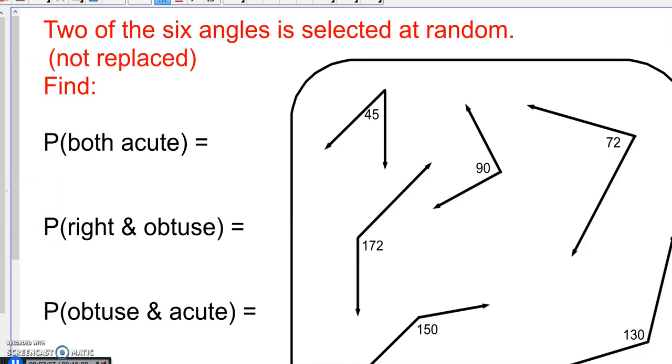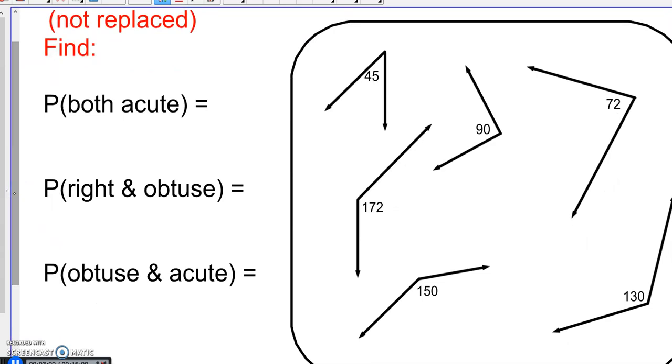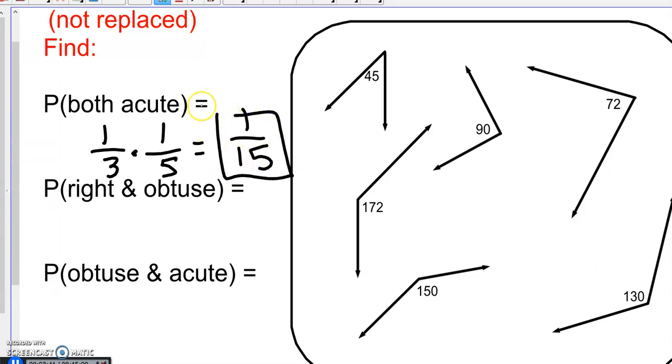All right, so let's look at some of these. The probability that they're both acute: the probability that the first one's acute is 1 out of 3, because it's 2/6 like we said before. Then we have to pick another acute angle. If we've already picked one of the 2 acute angles, there's only 1 left, and there's only 5 angles left to choose from. Since we want both to happen, we multiply those probabilities to get 1 out of 15. So the probability of picking acute and acute is 1 out of 15.